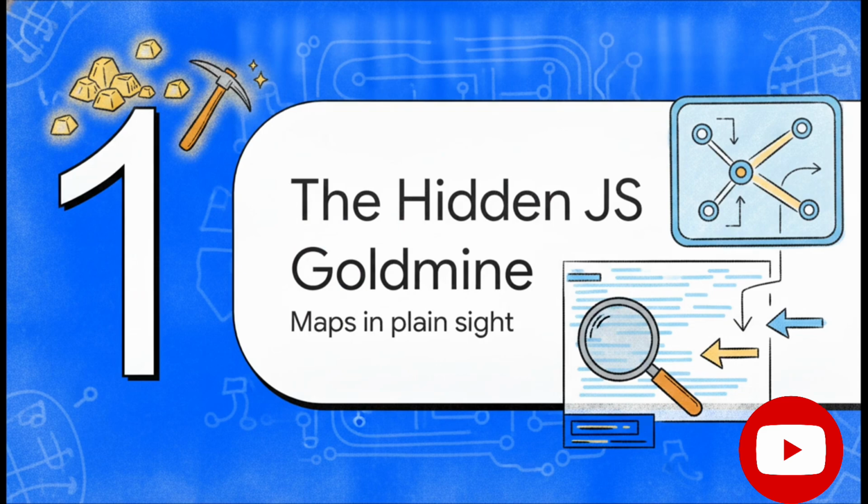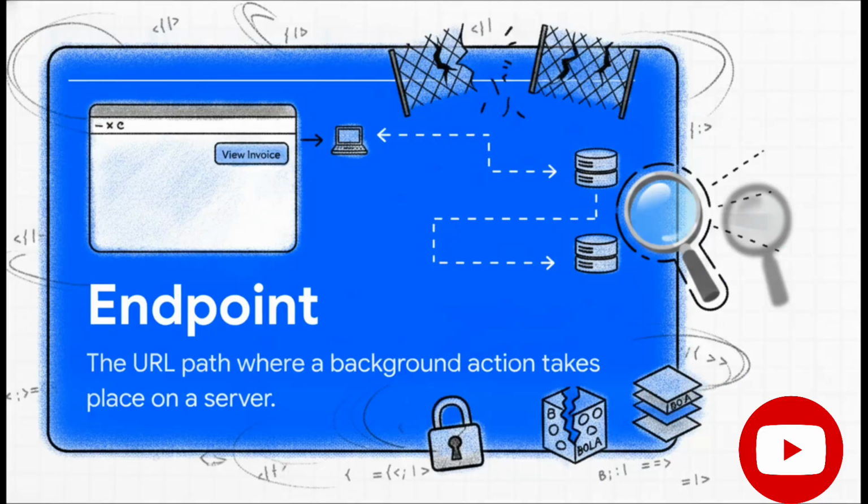All right, Section 1, the hidden JavaScript goldmine, uncovering structural maps in plain sight. Let's look at what developers are actually doing with JavaScript under the hood. Mostly, they're using it to handle background asynchronous data actions. So, say you click a button to view an invoice. A script silently fires off a background request. That specific location, the actual URL path where that server action happens, is what we call an endpoint. Think of a path like an internal billing export route, right?